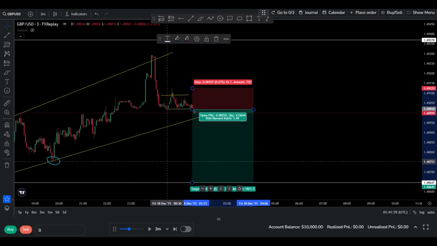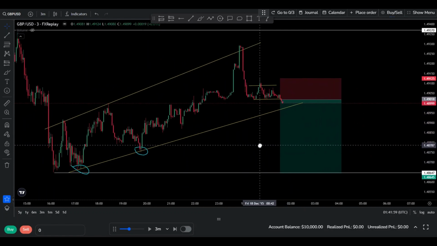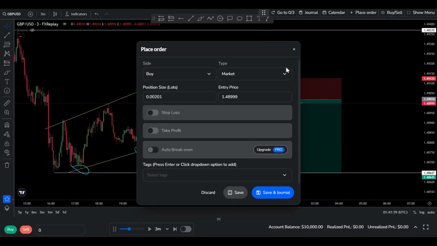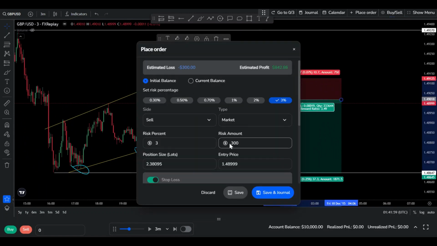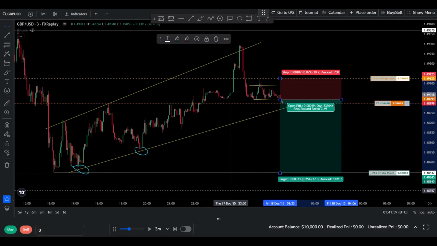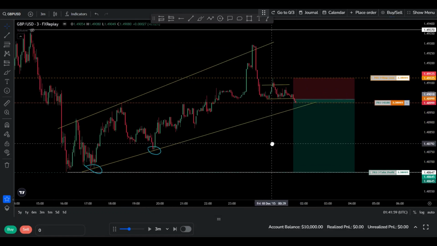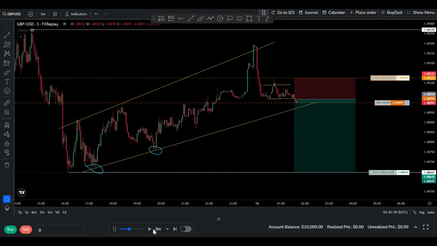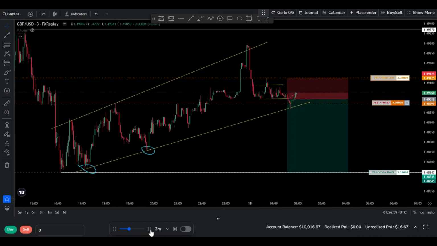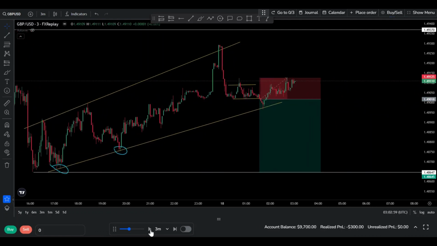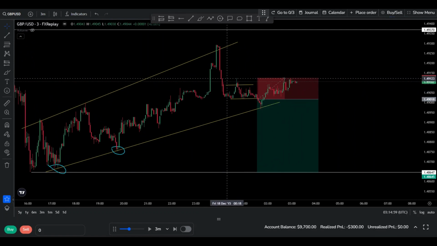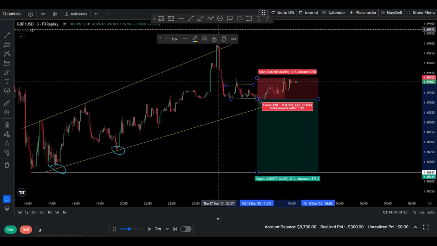Let me see if I can place an order on this and let's see how the market treats us. Let me just save this and let's see how price treats us, right? This is just an example scenario. I hope we don't get stopped out. Okay, we got stopped out.